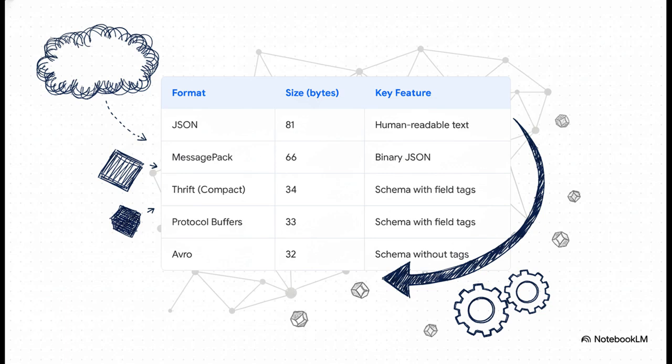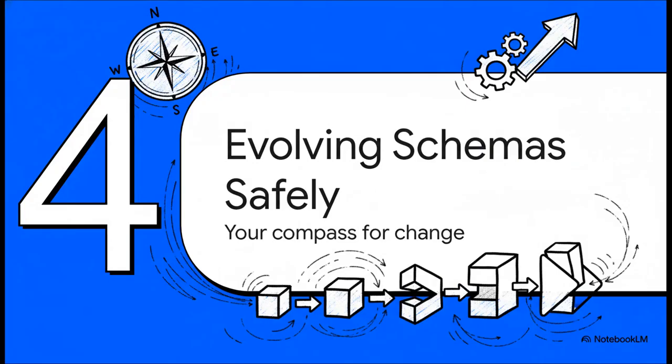By moving from a simple textual format like JSON to a schema-driven format like Avro, we've cut our data size by over 60%. We went from 81 bytes all the way down to 32. I mean, that is a huge saving when you're working at scale. But here's the crucial point. These schemas are not just for saving space. Their real power is that they give us a compass for navigating that whole challenge of change we started with. They are the absolute key to evolvability.